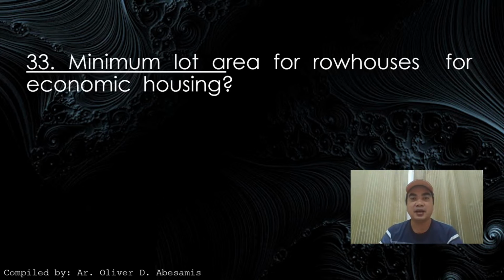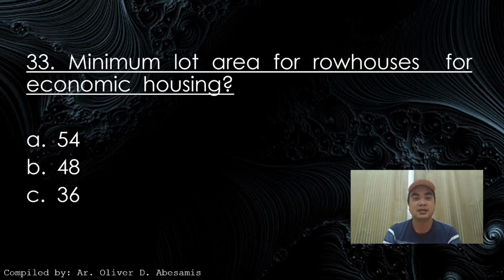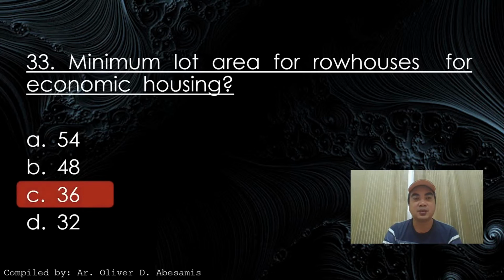33. Minimum lot area for row houses for economic housing. A. 54, B. 48, C. 36, D. 32. Answer: 36 square meter.